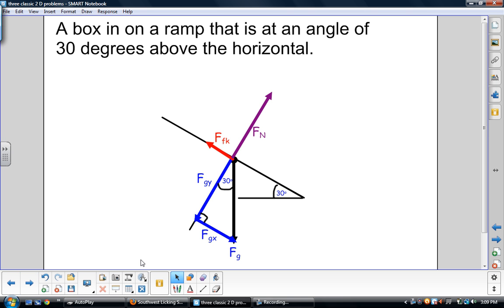A few more things I've added here. If this angle is 30 degrees, then this angle is 30 degrees. Here's our right angle. I want to point out here that our normal force is the same size as the y component of our force of gravity. Normal force, as always, is perpendicular to the surface. So you want to keep this in mind. Force of gravity is not perpendicular to the surface of the ramp. It is perpendicular to the flat surface itself that's right here. And again, the normal force is equal to this arrow, not to this arrow.